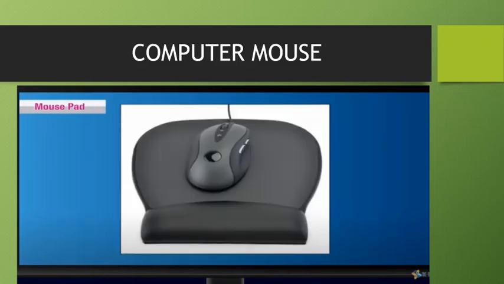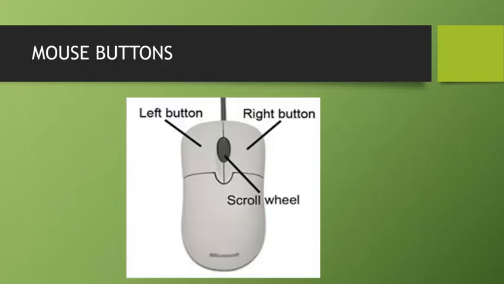The pad on which we put the mouse and move it is known as mouse pad. While using the mouse, you should place it on a mouse pad. The mouse pad makes the mouse move better, and it also keeps the mouse free from dust.